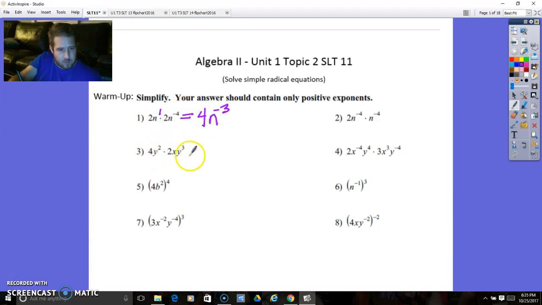Once again, coefficient, 4 times 2 is 8. There is no x's over here, so no x's plus 1x over here makes 1. And 2y's plus 3 more y's makes 5y's, and that's your answer.